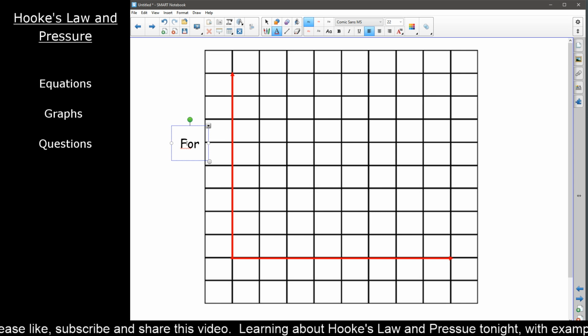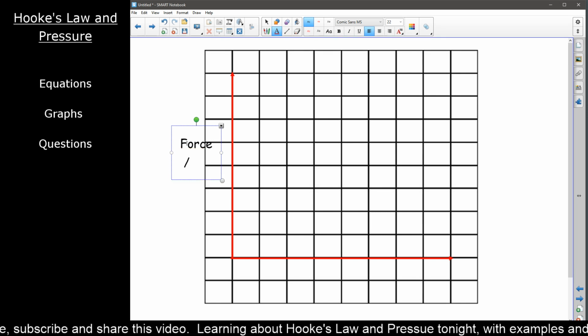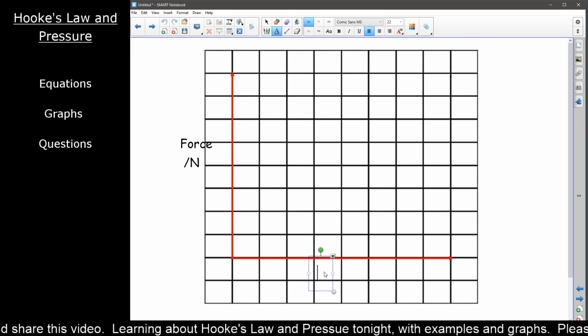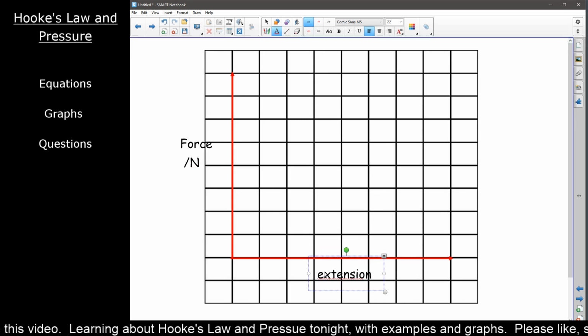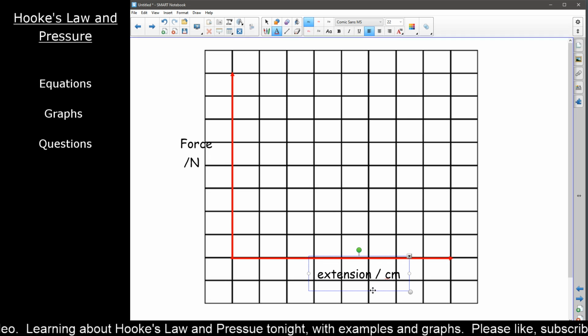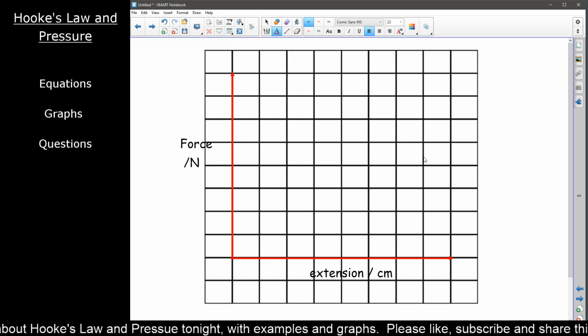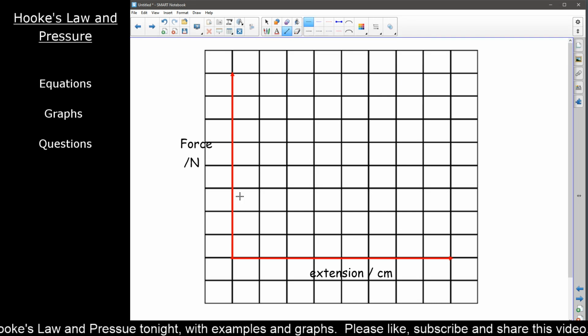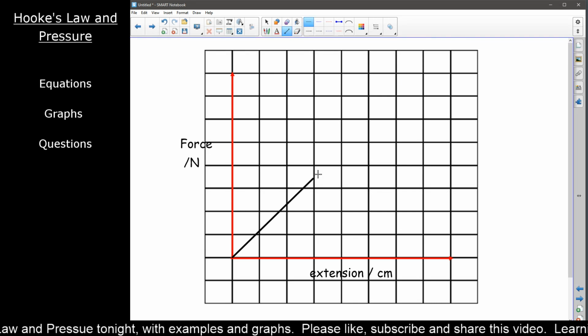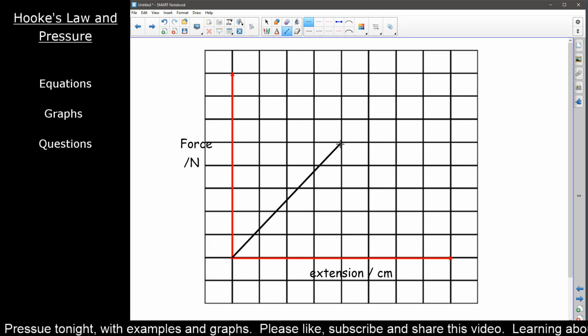In this case, we're going to put force up the side, because we have half an eye on what we want to do with that later. And then we're going to put extension across the bottom. Again, I'm going to pretend that we did it in centimeters, but it doesn't really matter in the slightest. Now what we're expecting to get here is a straight line through the origin graph, something that looks a little bit like this.